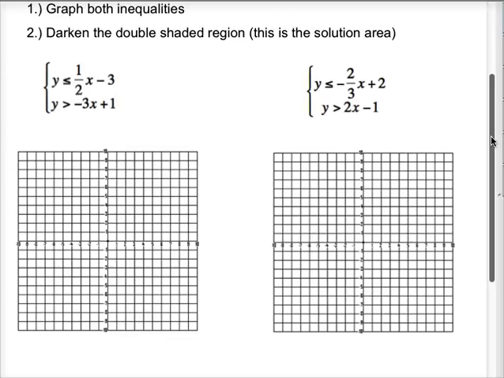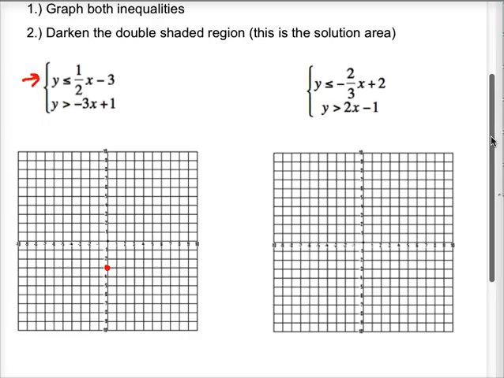So I'm going to do these in different colors. If you have colored pencils, maybe a good idea. That might help you see the double shaded region a lot easier if you were to use different colors on your paper. So here, for this first one, we want to start with our y-intercept down at -3.